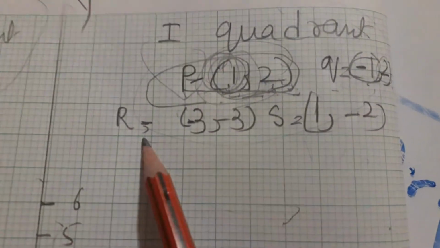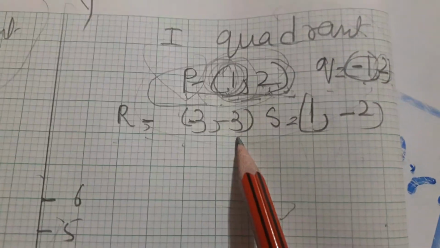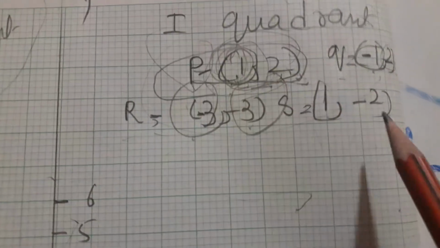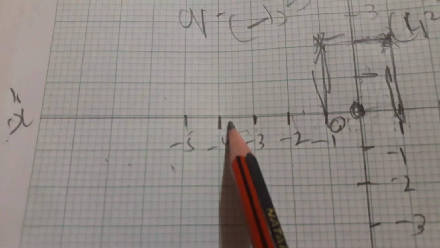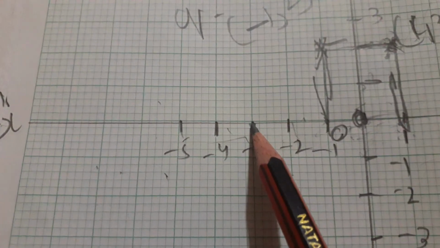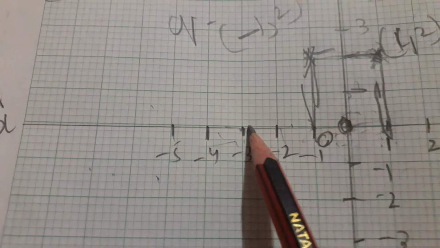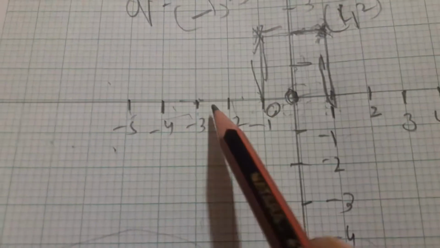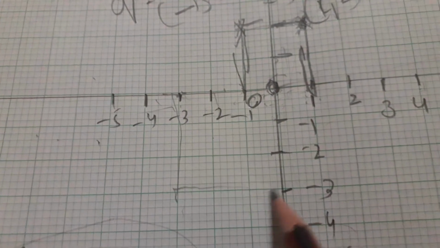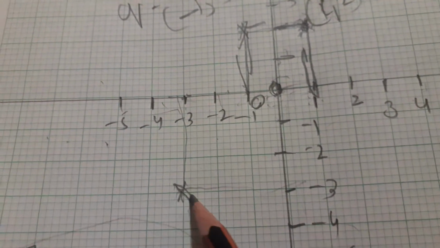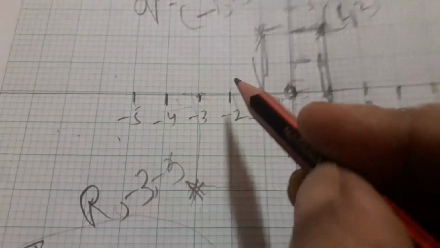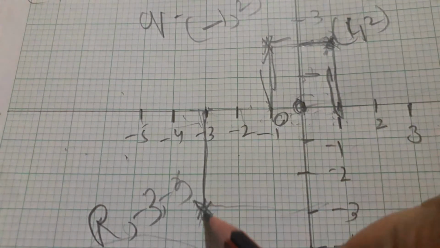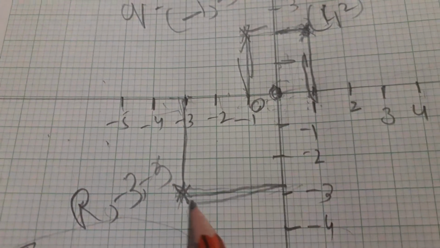Third one, x is equal to minus 3, y is also minus 3. Minus values will be on the left side of x. So come to minus 3. X minus 3, found. What is y? Y also minus 3. X minus 3 and y minus 3. So this is your R point, minus 3 and minus 3. Now you take a scale and join.